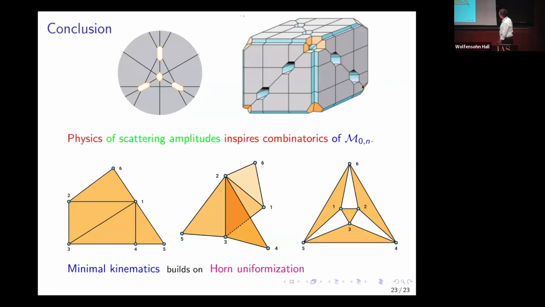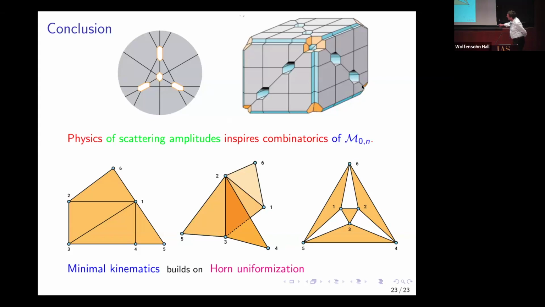Okay, so this is the end of it. So in the combinatorics community, we know, and we'll hear again in the next talk, that the physics of scattering amplitudes has been very inspiring. In particular, the combinatorial structure and the combinatorial study of this and other moduli spaces has been very, very fruitful and inspiring. In this talk, I discussed one particular aspect of this.